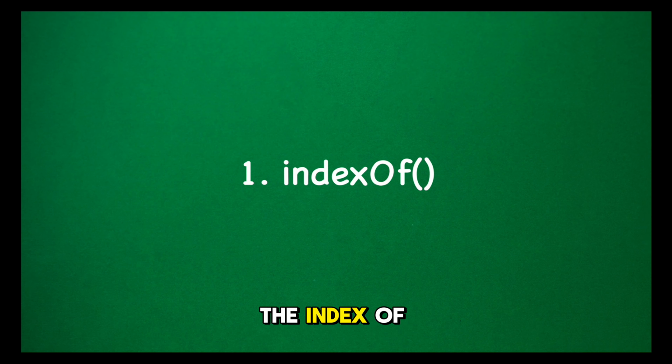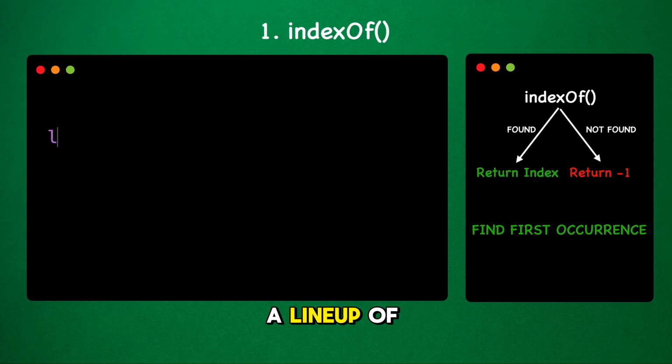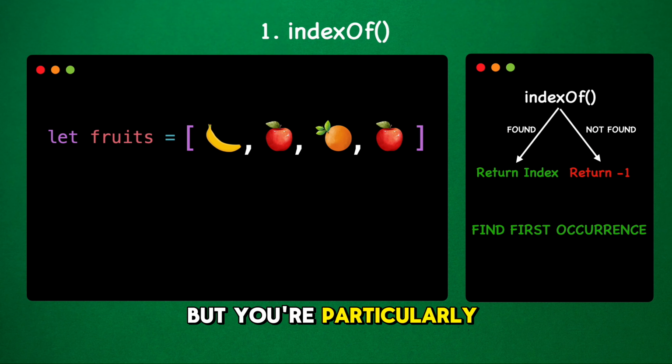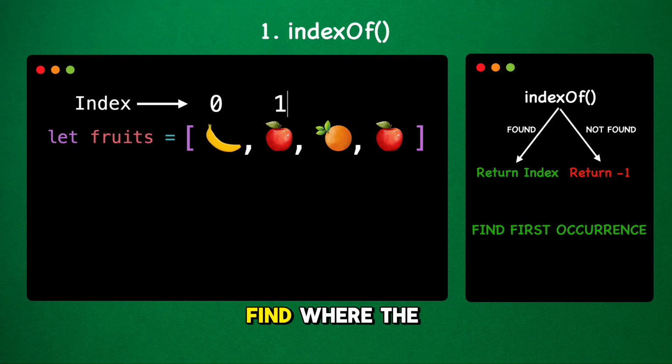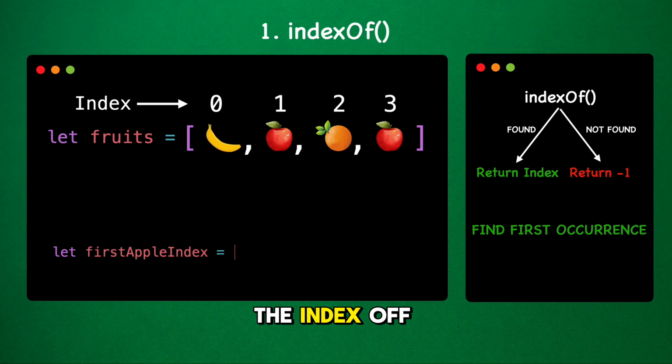First up is the indexOf method. Imagine you have a lineup of your favorite fruits, but you're particularly fond of apples. How do you find where the apple is? Just ask indexOf. We call on the indexOf method, a super handy tool that helps us find the position of an item in an array.